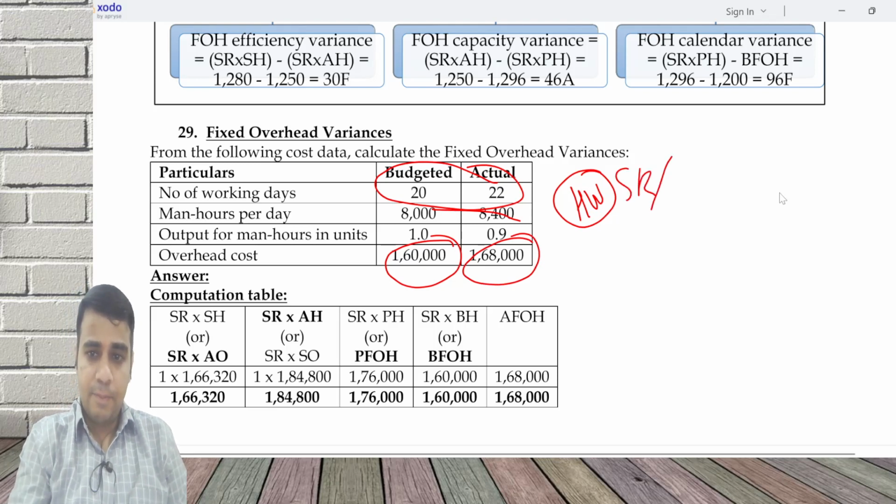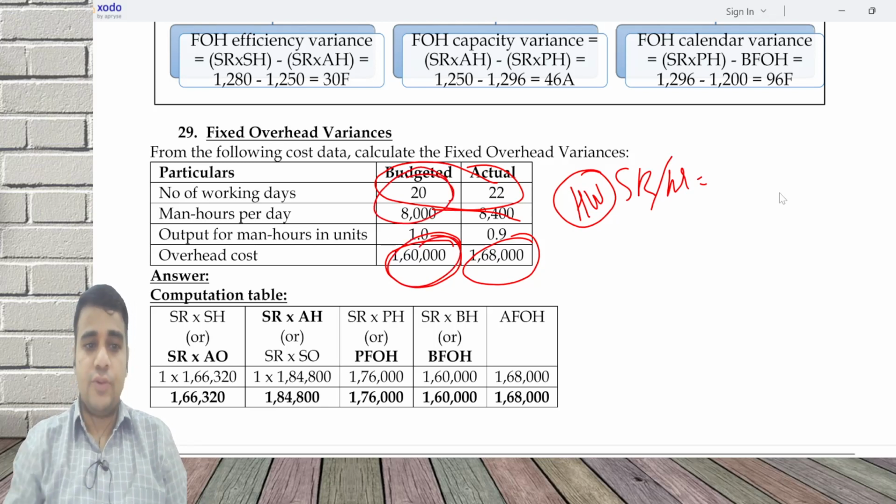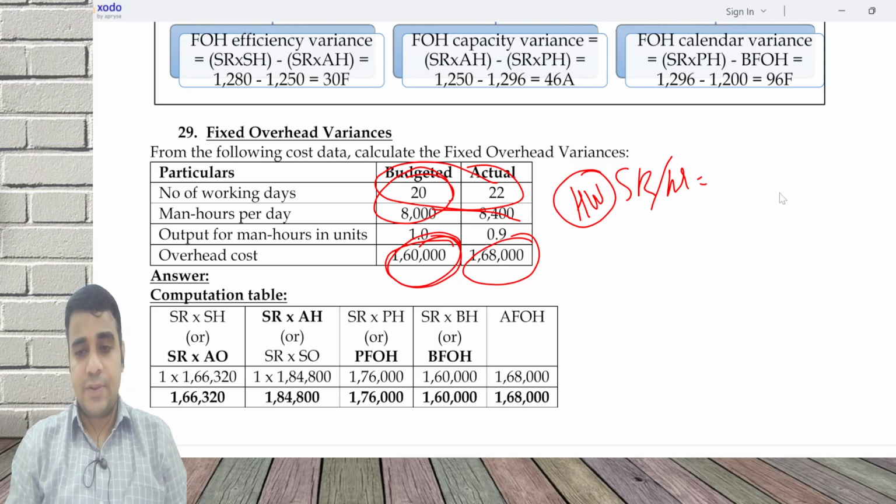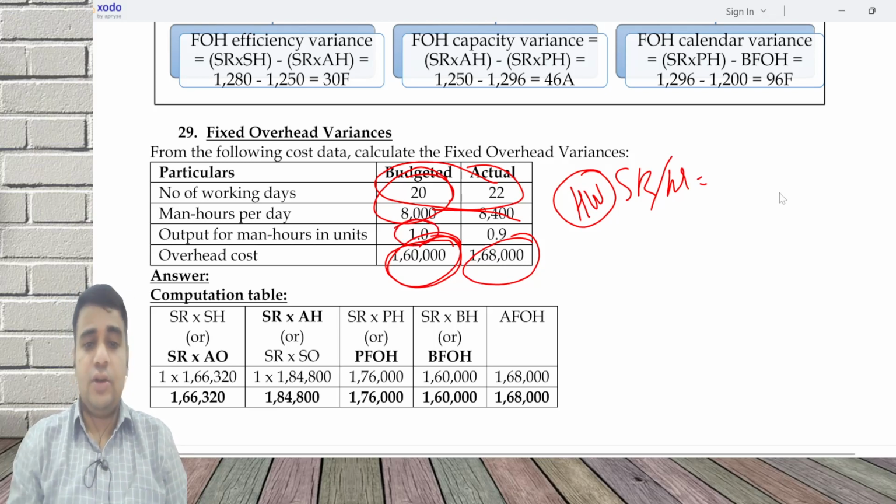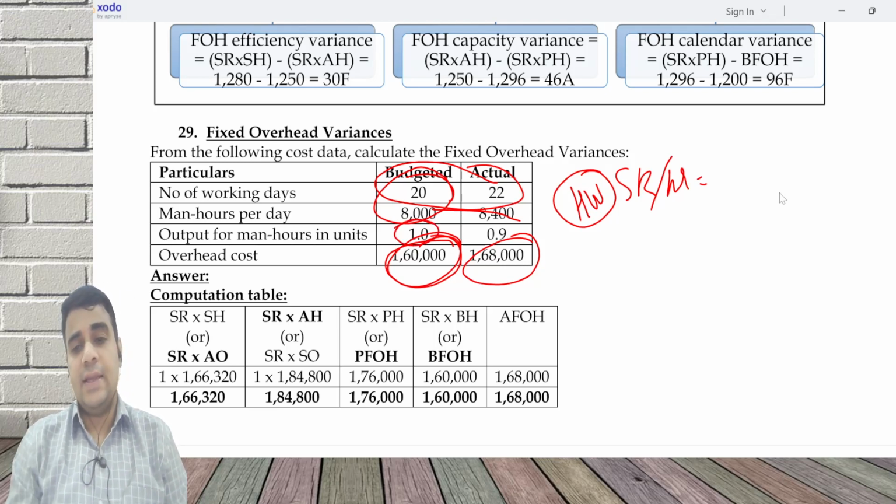SR per hour is equal to 1,60,000 divided by 20 into 8,000, that is, number of working days into man hours per day. 20 into 8,000 will give you 1, and 20 into 8,000 into 1 will give you budgeted output. Budgeted hours is 20 into 8,000. Budgeted output is 20 into 8,000 into 1.